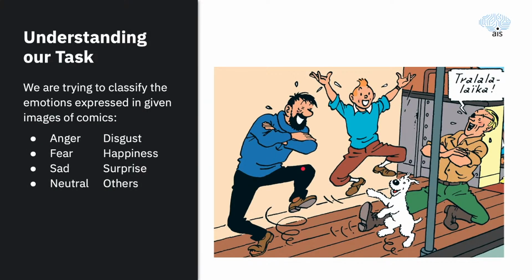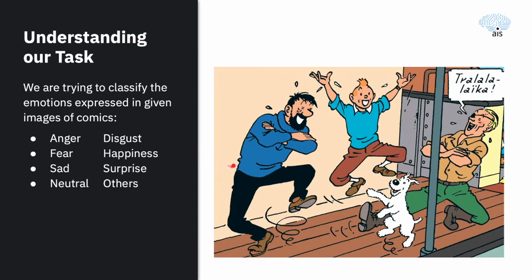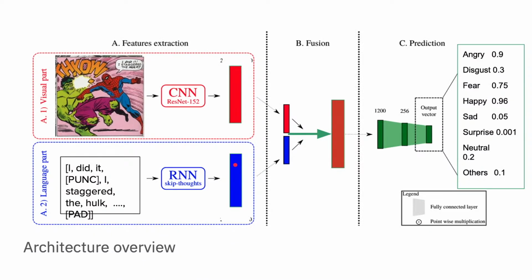Let's go back to the task. Your input is image and text, and given those two inputs, you have to identify 8 emotions in these comic scenes. As a human, you can easily say that Tintin and his friends are very happy, but we wonder how computers can understand whether Tintin and his friends are happy or not. To do this, we will develop a multimodal model.